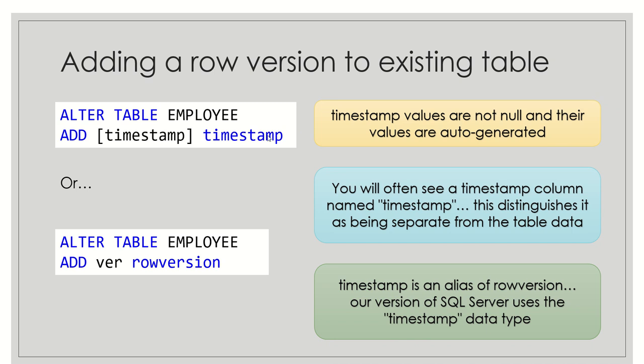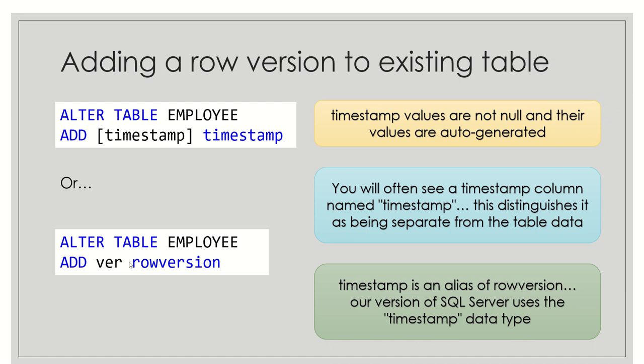Now, normally we don't give our fields reserved words as a name. However, the convention with timestamps is that you name the timestamp field timestamp, and that sets it apart from the table data. If everything in the table is named employee something, employee name, employee address, all those things, seeing something named timestamp gives you that visual reminder that, hey, wait, this isn't part of the data. This is the concurrency control field.